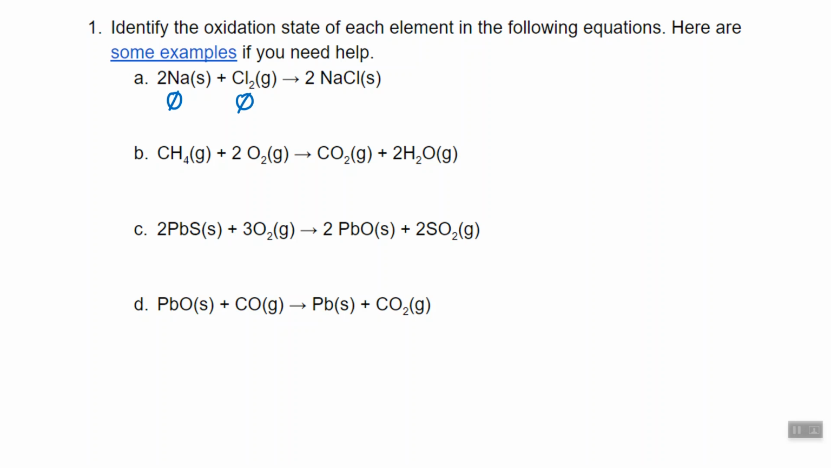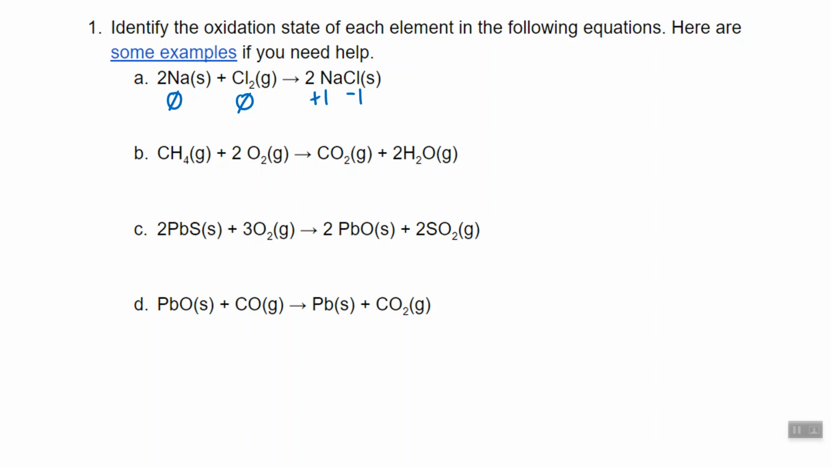For our products here, these are both monatomic ions. So the charge on a monatomic ion is the same as its oxidation state. So sodium is +1 and chlorine is -1. That first one is kind of easy to tell that sodium is losing electrons and chlorine is gaining electrons. But it's a little less clear with B.